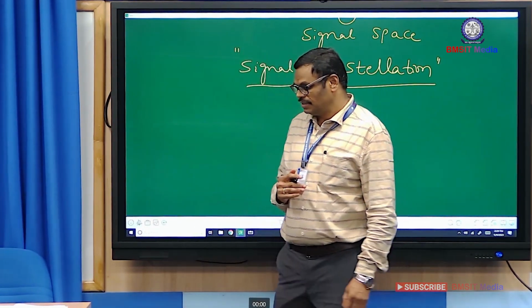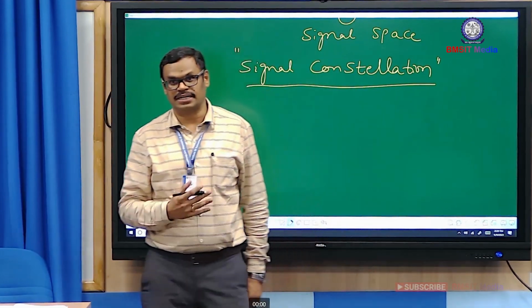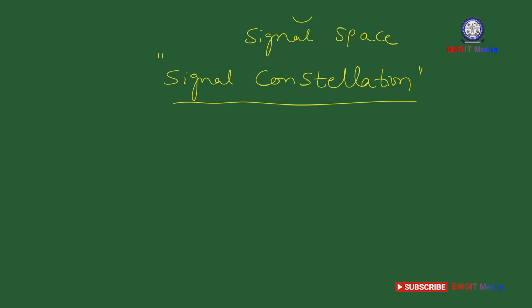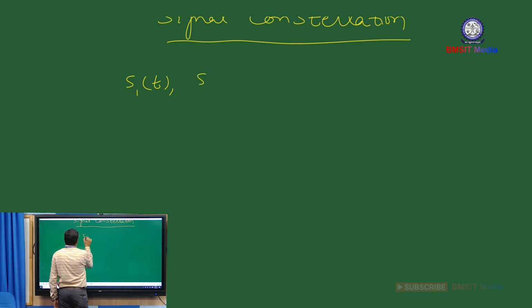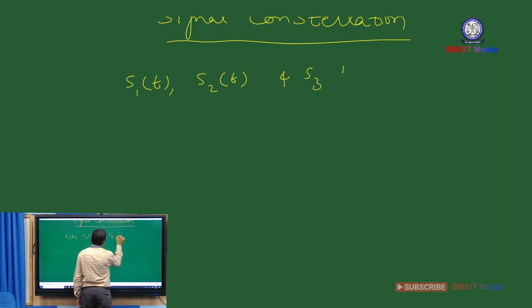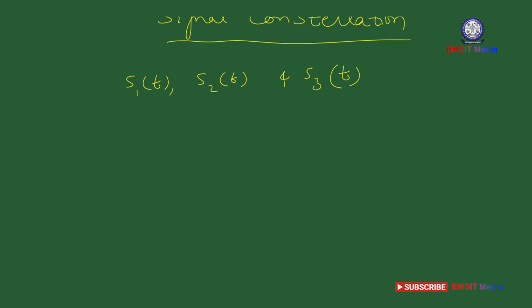So let us take one example of how to draw the signal constellation diagram for the given message points. The problem is, let us consider three signals, S1 of t, S2 of t and S3 of t. These three signals are represented with reference to two basis functions, that is phi1 of t and phi2 of t.